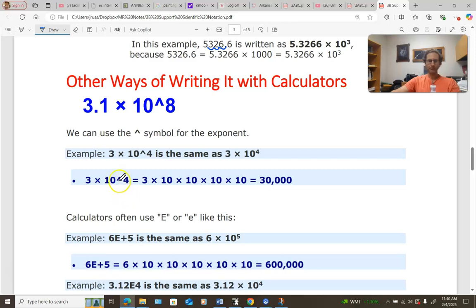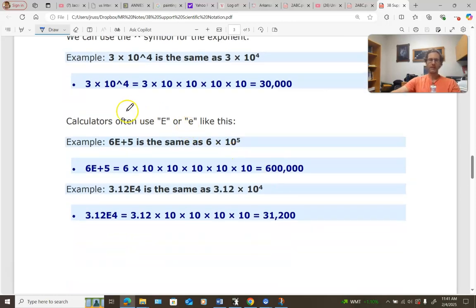So anyway, 3 times 10 to the 4th power, this just means the same as 3 times 10 to the 4th. Okay? This caret key means you're raising something to a power. And again, 10 to the 4th is just the same as 10 times 10 times 10 times 10, which in ordinary notation is 30,000.